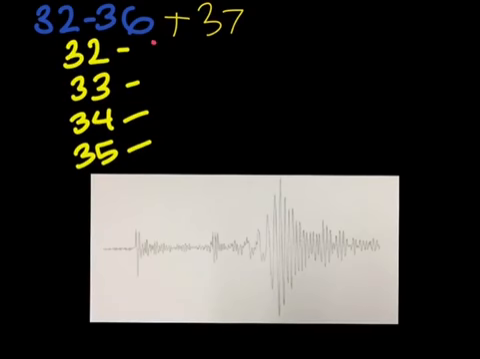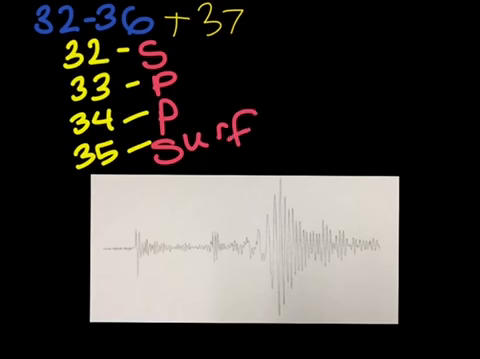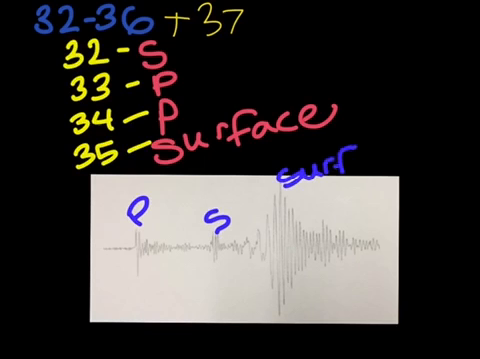Okay, on this slide, we're going to do 32 through 37. So 32 is the S wave. That is side to side. The P wave is fast. It travels through solids and liquids. And the surface wave causes the most destruction because it is right on the surface. So the P wave is first, the S wave is second, and the surface wave is third.